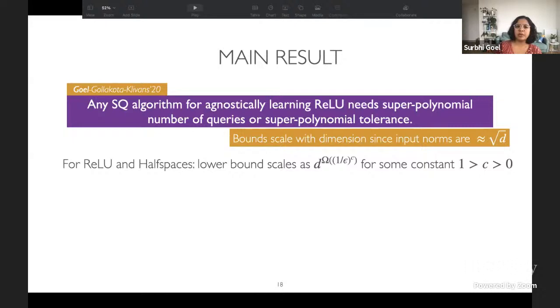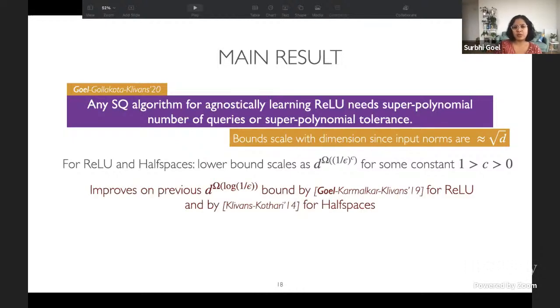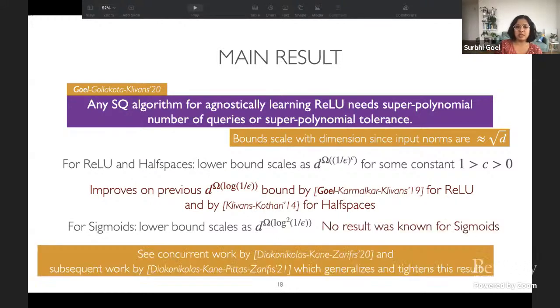For ReLU and halfspaces, we get a lower bound that scales as D to the omega of 1 over epsilon to the C, where this constant C is some constant in 0 to 1. We didn't optimize this constant. This improves on previous bounds, which scaled as D to the omega of log 1 over epsilon for both halfspaces and ReLUs. And for sigmoids, we get a D to the omega of log squared 1 over epsilon bound. No bound was known for this.